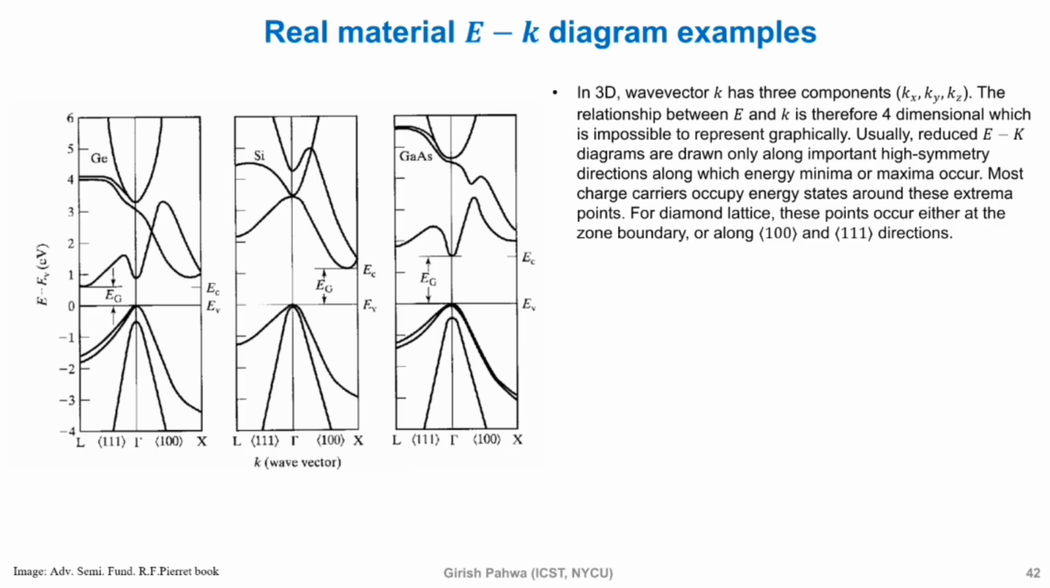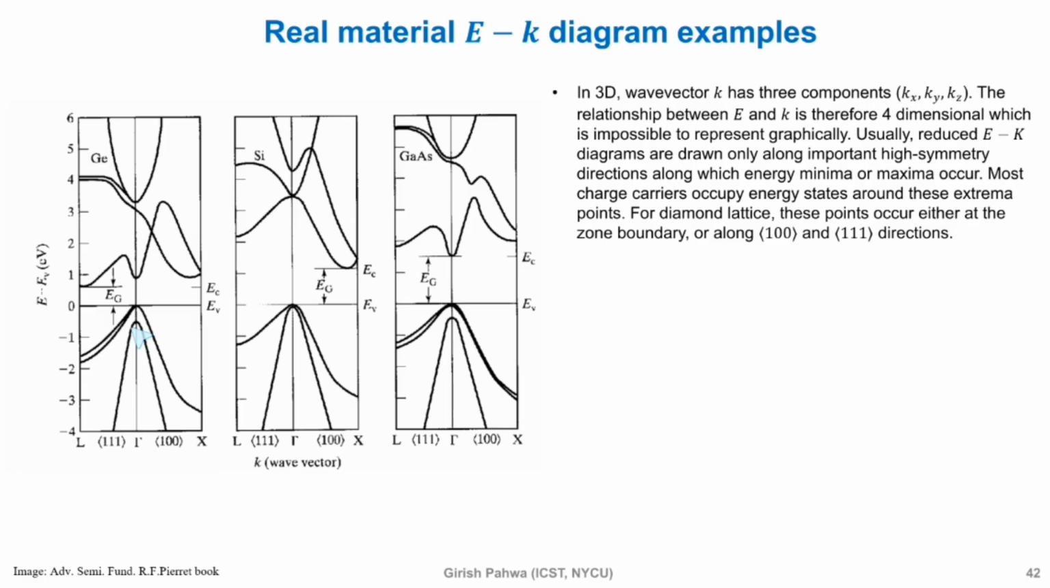Now there can be several minimum and maximum energy points, and you need to choose. So what is the definition of the valence band? It is the highest possible filled energy band at absolute zero temperature. When my temperature is absolute zero, the highest filled band is my valence band, and the lowest empty band is my conduction band.